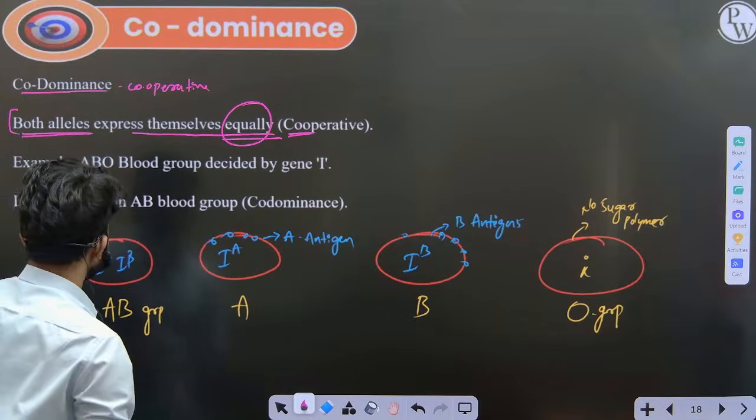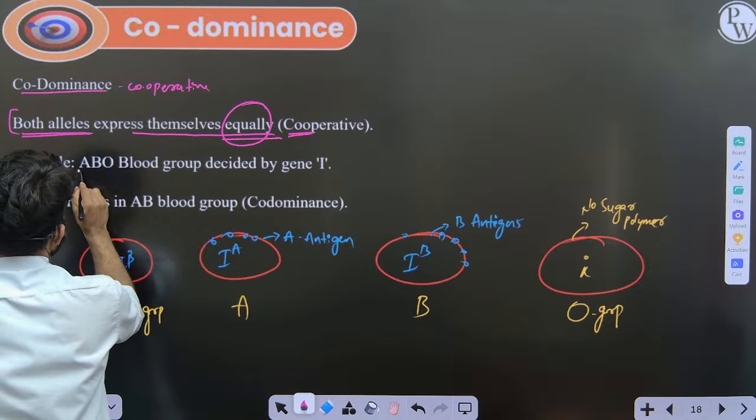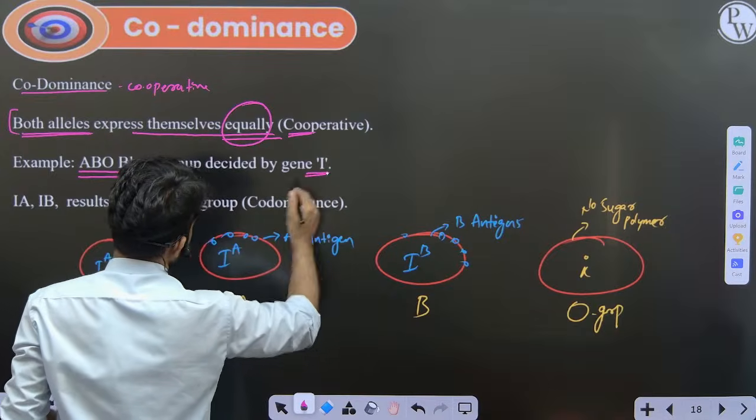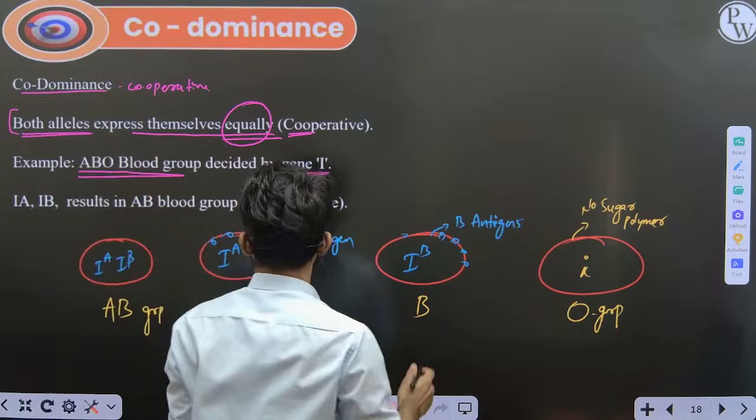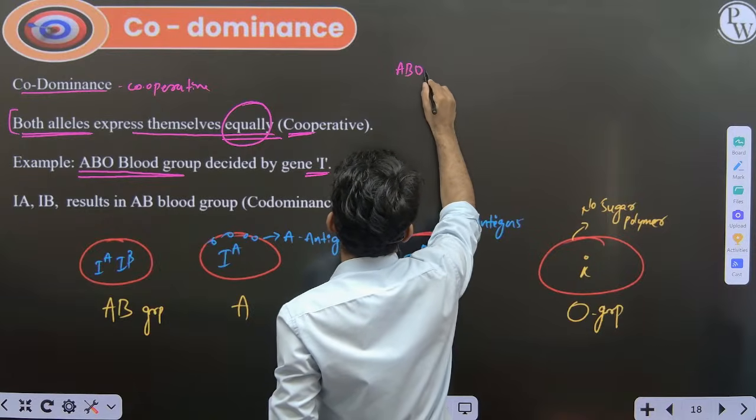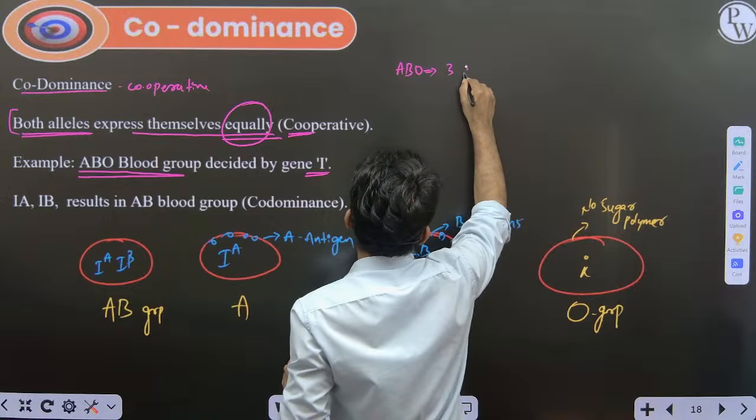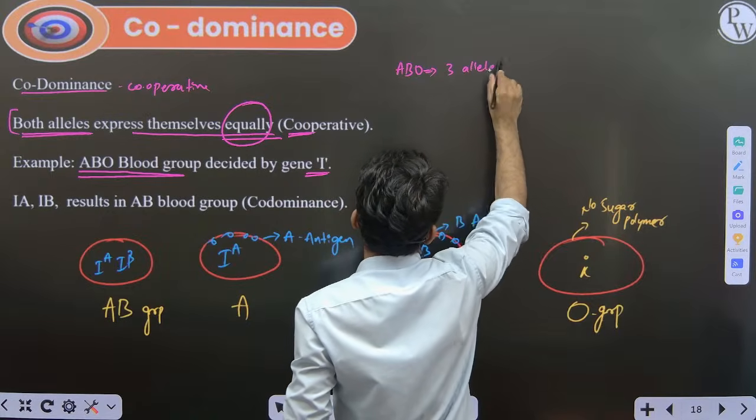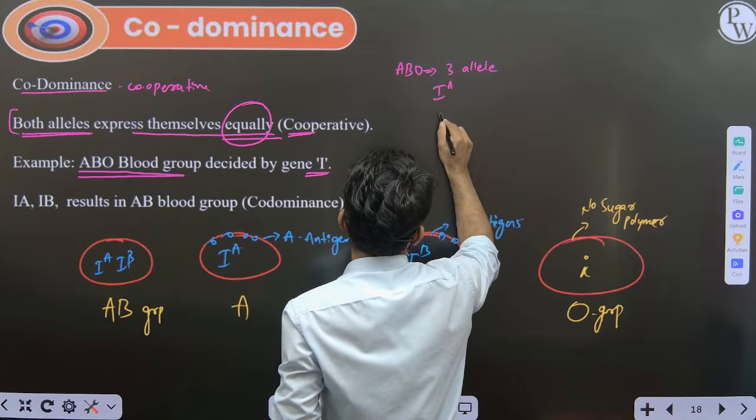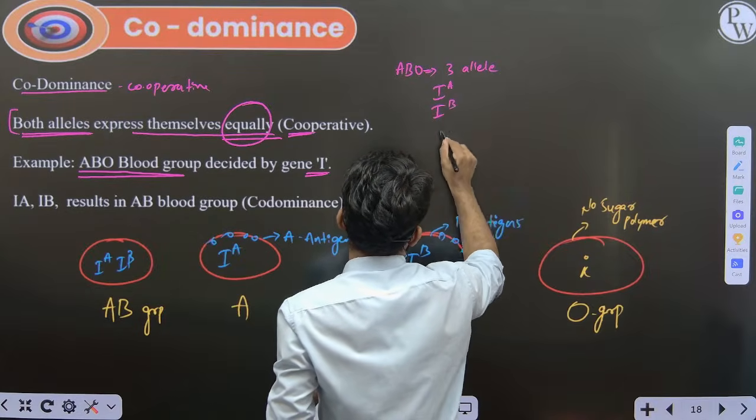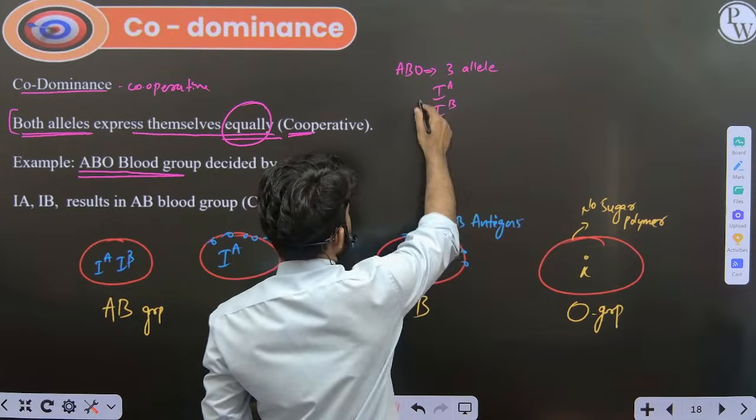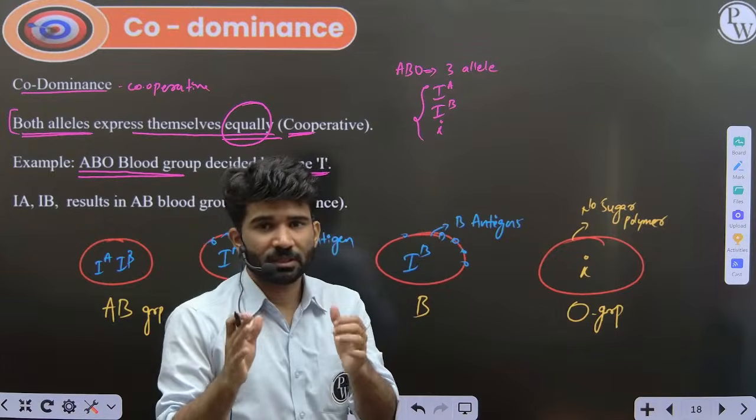Here you can observe this codominance, where one example is the ABO blood group, which is decided by the gene. One of the specialties of the ABO blood group is that it has three alleles. What are those three alleles? So these are the three alleles that control the blood group.